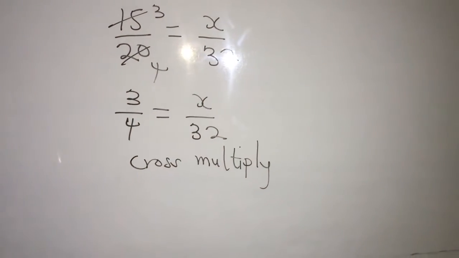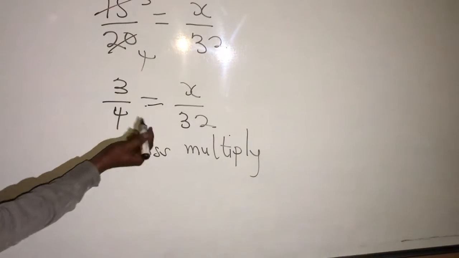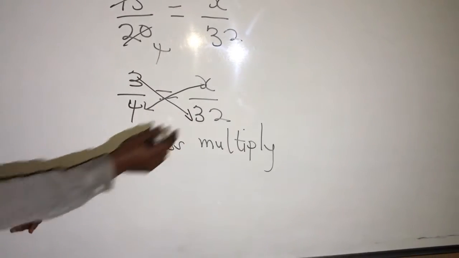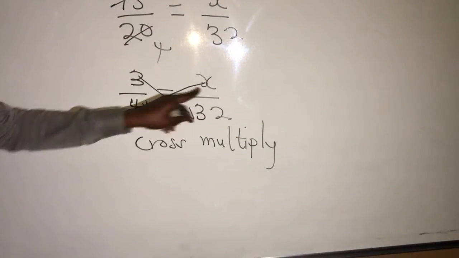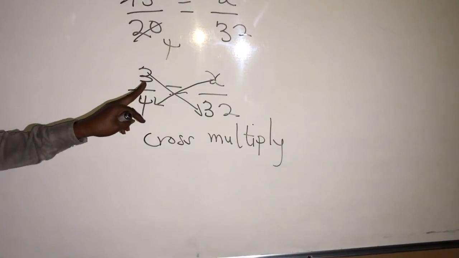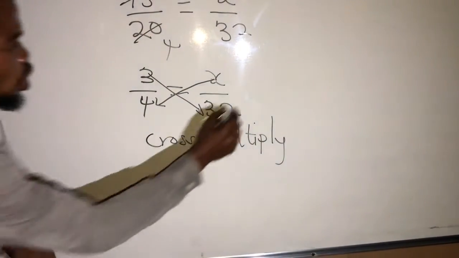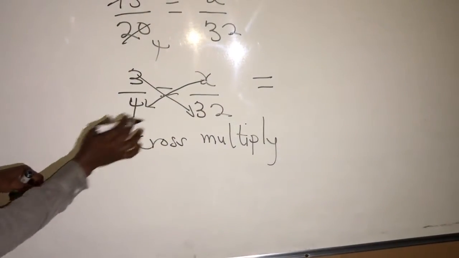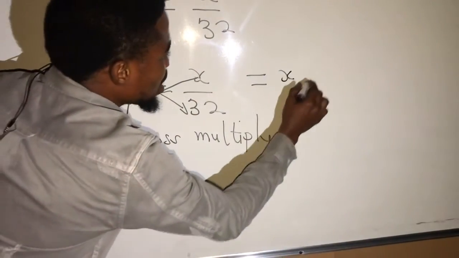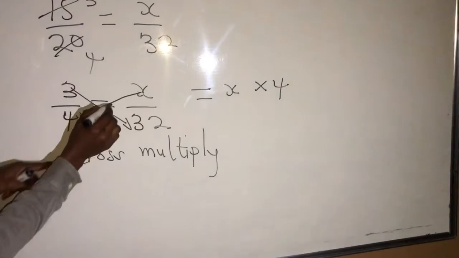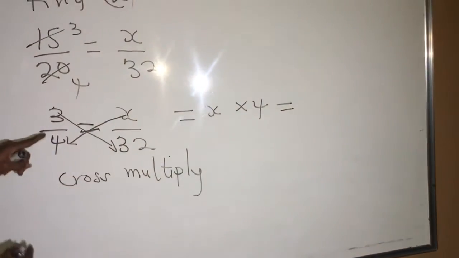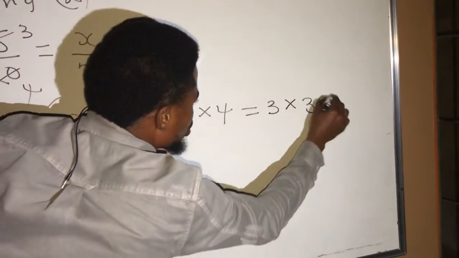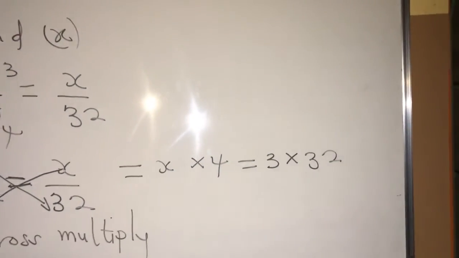That's what we call cross multiplication. I cross multiply, directing x to 4 and 3 to 32. Remember it's multiplication, so I say x times 4 equals 3 times 32.